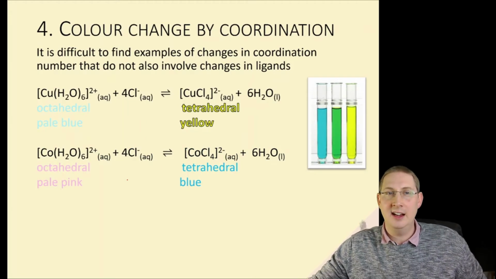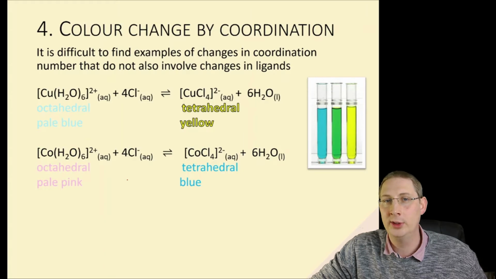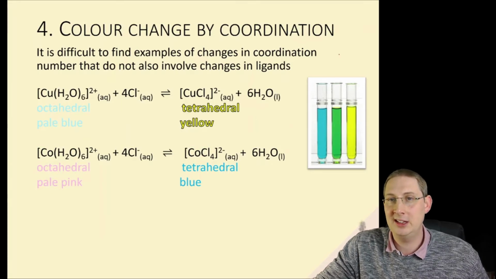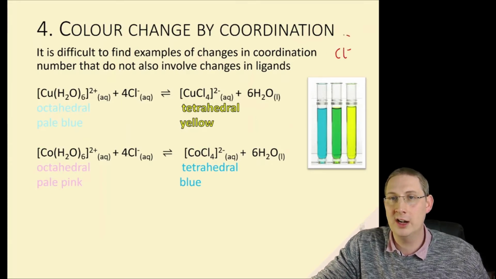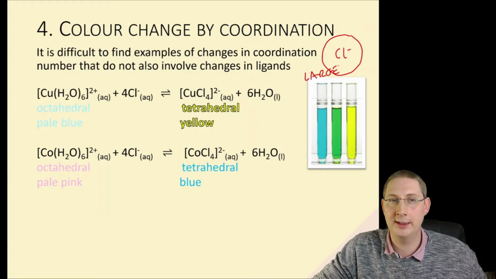As I said here, colour change by coordination. It is difficult to find examples of changes in coordination number that do not also involve changes in ligands. Normally you get a different coordination number because you are swapping the ligands. And in particular, we've talked about the fact that the chloride ion is a large ligand. And therefore you can rarely fit 6 chloride ions around something.